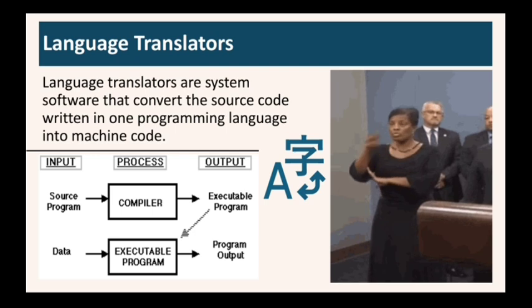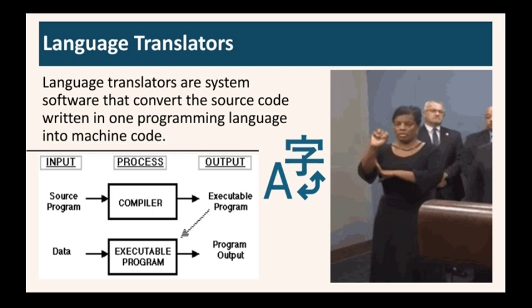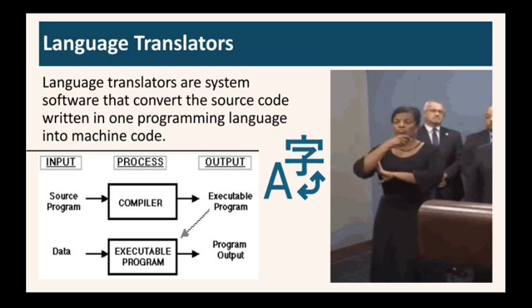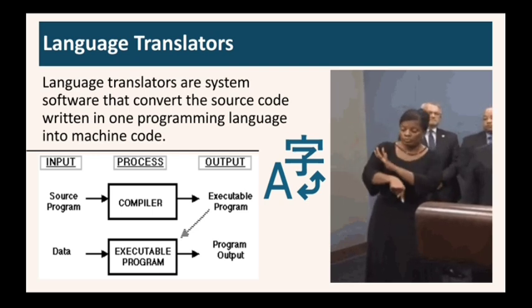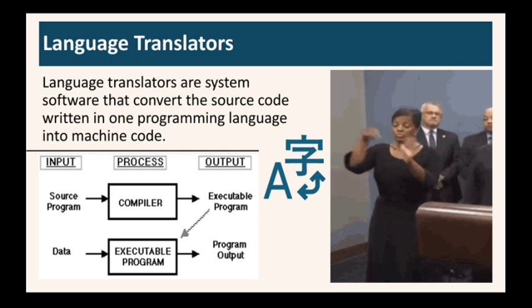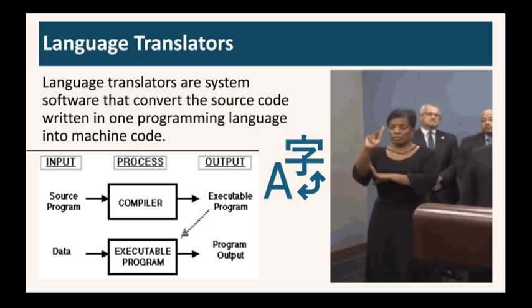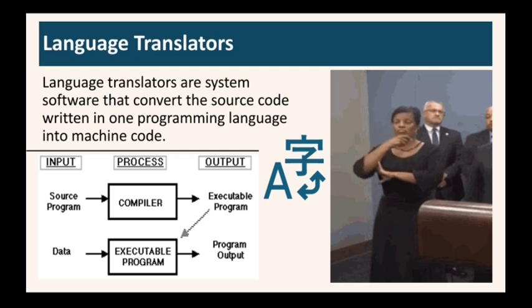Now, language translators. Language translators are system software that converts the source code written in one programming language into machine code, that converts the instructions written in one high-level language to machine language, because that is the language the computer primarily understands. The instructions written in a high-level language or any other language different from machine language is called a source program. The source code or source program is converted to an executable program, which is a machine language program.